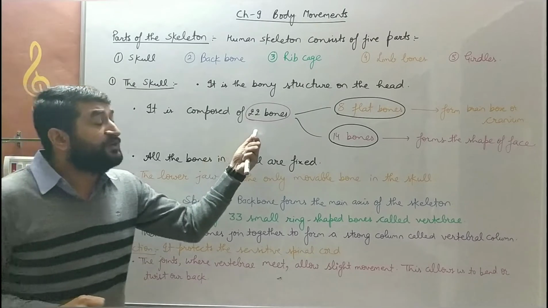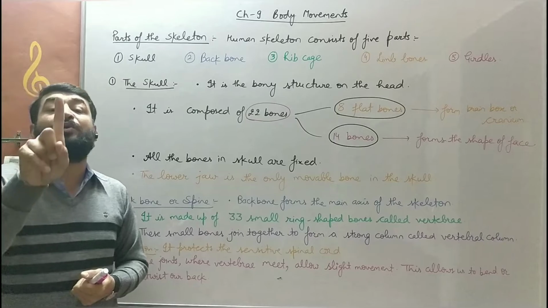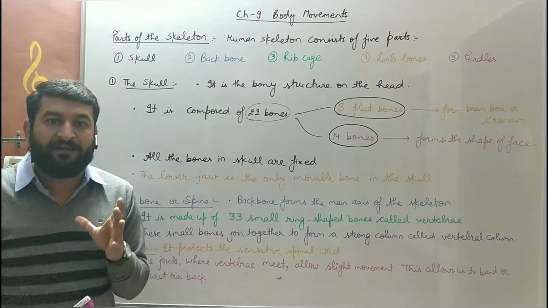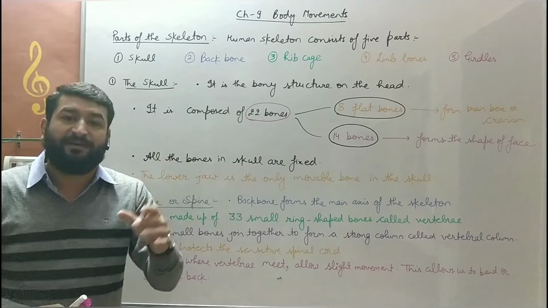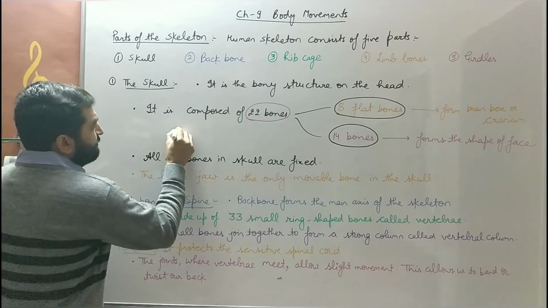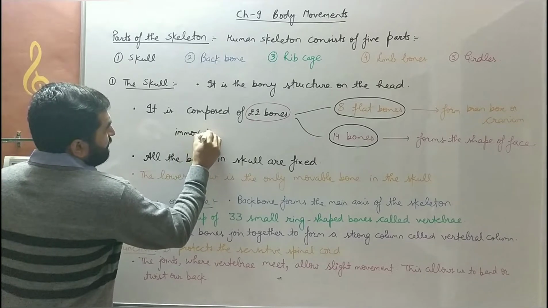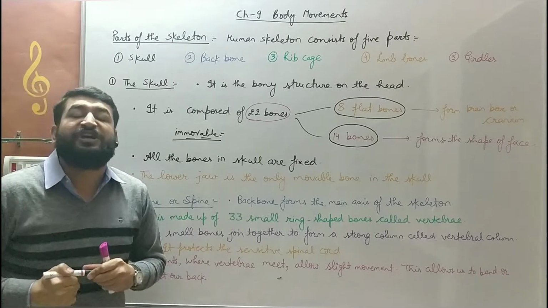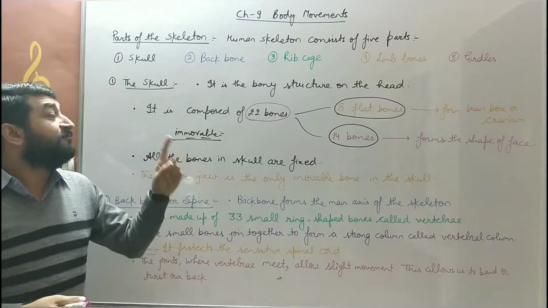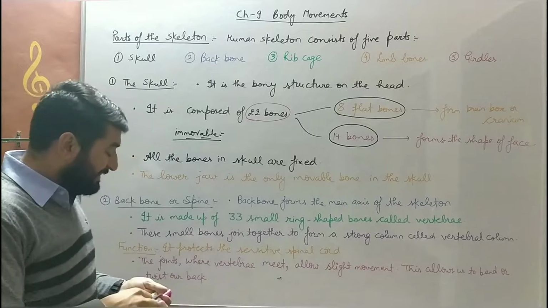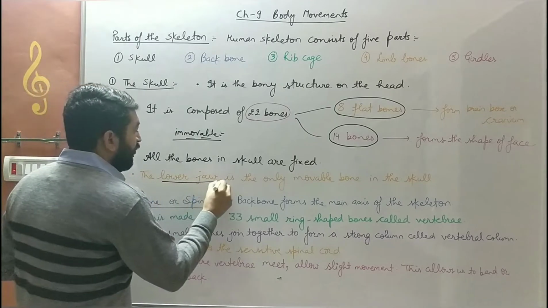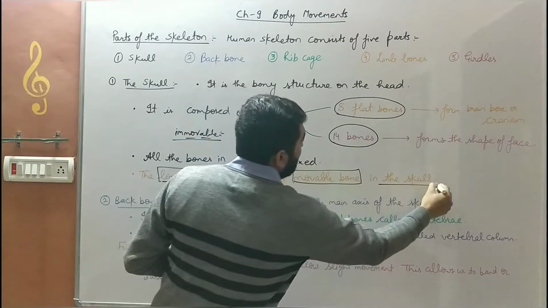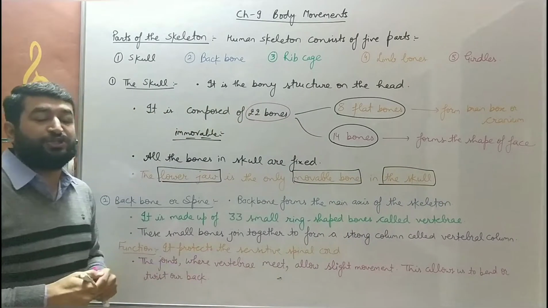Interestingly, out of these 22 bones, only one bone is movable. Otherwise, all the other bones of the skull are immovable. What do you mean by immovable? Immovable means which cannot move, which are fixed. Only one bone is movable, and that movable bone is the lower jaw. The only movable bone in the skull is the lower jaw, this one.